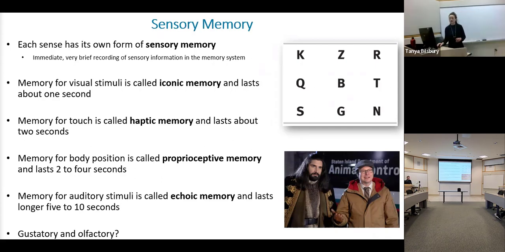Memory for touch is called haptic memory, and it lasts about 2 seconds. If I take this pen and touch my hand, take it away, I still feel it there, about 2 seconds. It's still there, and then it fades away. That's your haptic memory. Memory for your body position, so where your limb was last, lasts about 2 to 4 seconds.